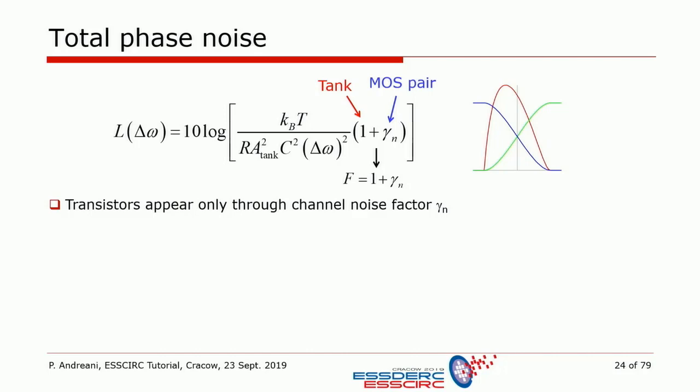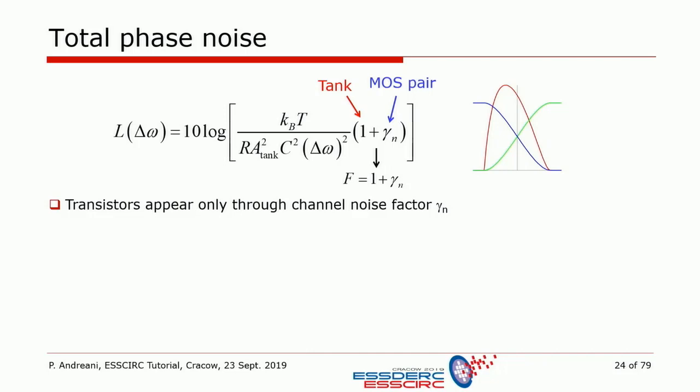These are the results. Okay, so you see that in this case the noise factor is 1 plus gamma n, where again gamma n is the channel noise factor of the N transistor. Okay. So if the tank contributes for a factor normalized to 1, then the contribution of the transistor, both transistors together, is gamma n. And the transistors appear only through this.